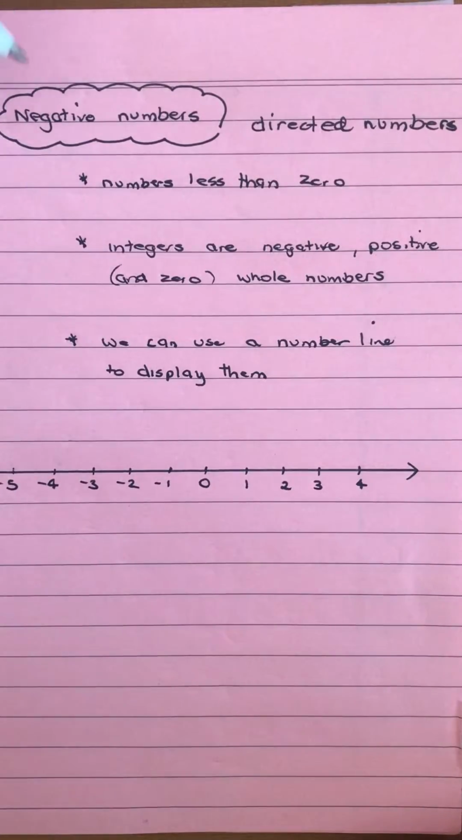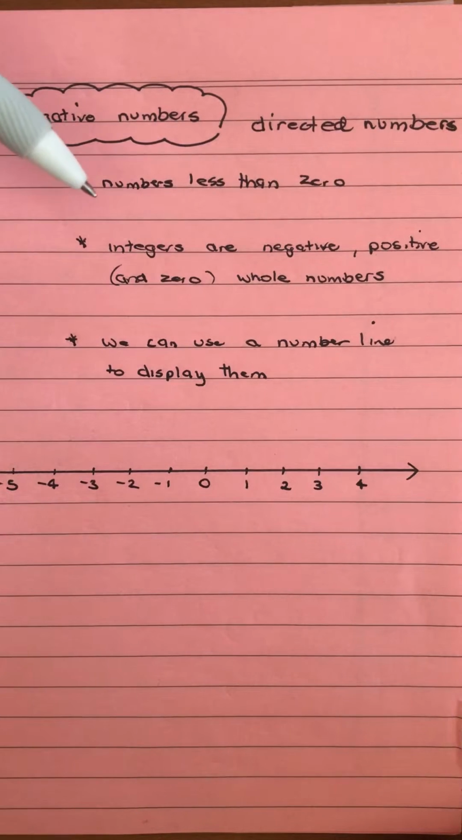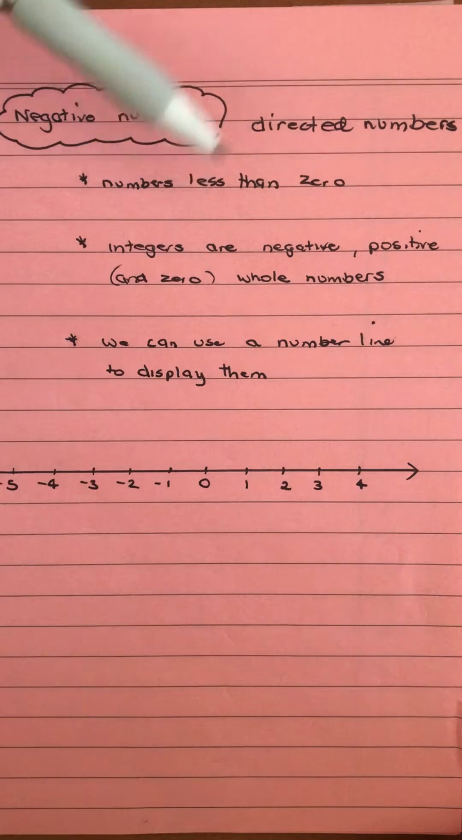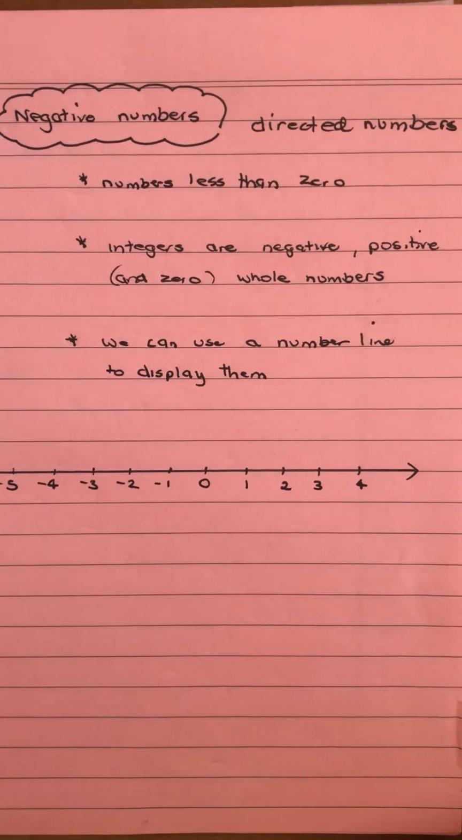In this video, I'm looking at negative numbers. We also refer to them as directed numbers. So these are numbers that are less than 0. If we're talking about integers, we're talking about the negative ones, positive. We include 0 and whole numbers.